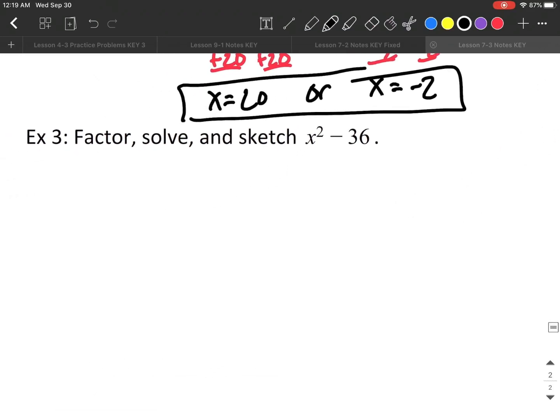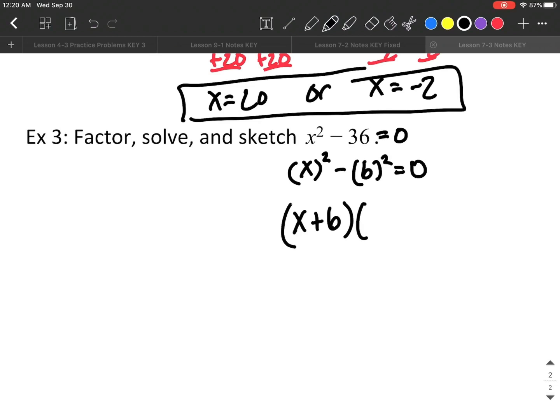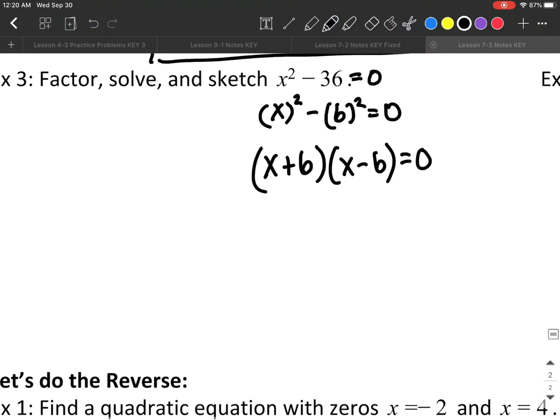All right, let's try example 3. So I have x squared minus 36 is equal to 0. I want to factor, solve, and sketch. I know that this is the difference of two squares, and I want to know what is being squared in the first term and the second term. So I have x to the second power minus 6 to the second power is equal to 0. So that means that in my factored form, I have x plus 6 times x minus 6 is equal to 0.